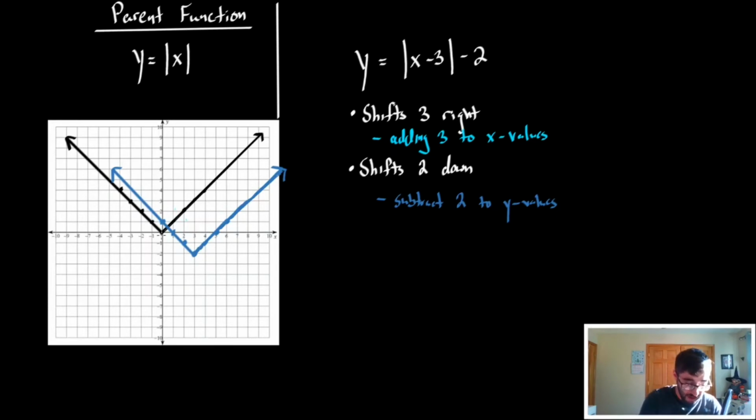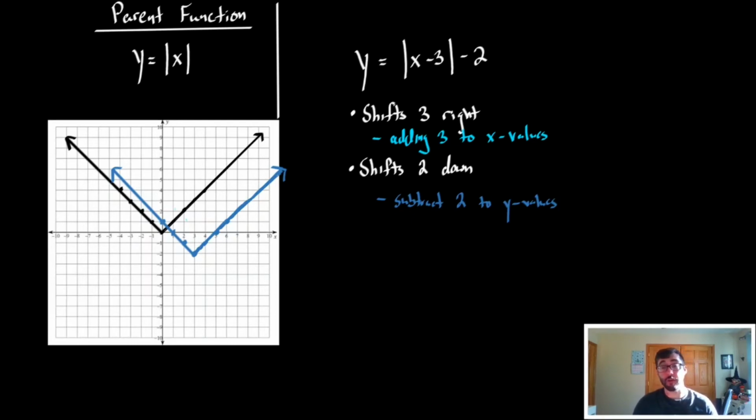As we can see, every single point has been shifted to the right 3 and down 2. Our vertex used to be 0, 0. Now our vertex is 3, negative 2. So that is how we can apply vertical and horizontal shifts to a graph. Those ones aren't too bad. If I was shifting left instead of right, I'd just be subtracting from the x values. If I was shifting up instead of down, I'd be adding to the y values.